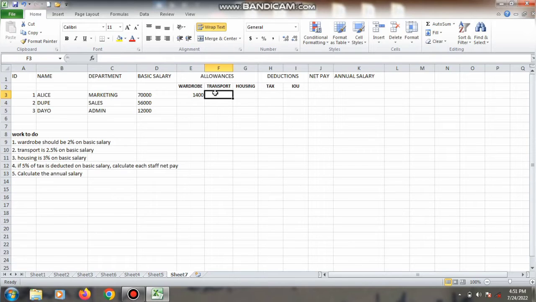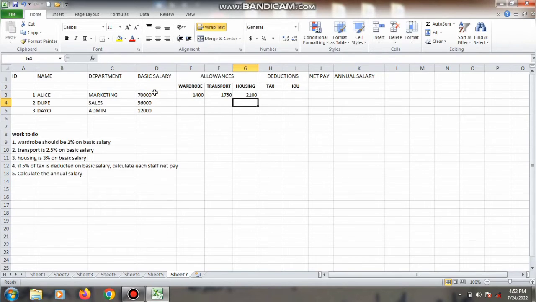So also for the transport, equals, open your bracket. What is the allowance? 2.5% of what? Basic salary. Close your bracket. This is the allowance. And for the housing is what? 3%. Equals 3% of what? Basic salary. Then you have your answer.